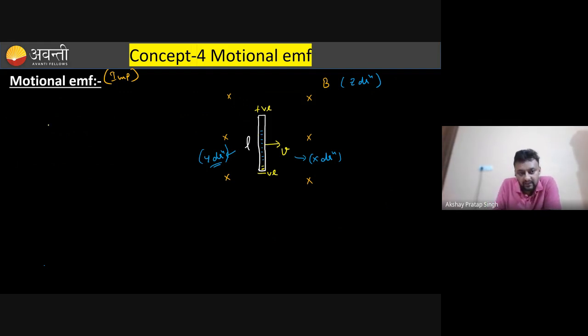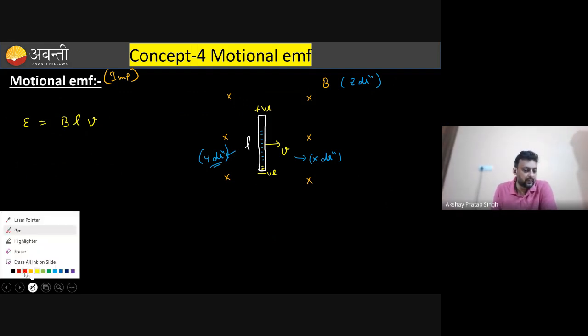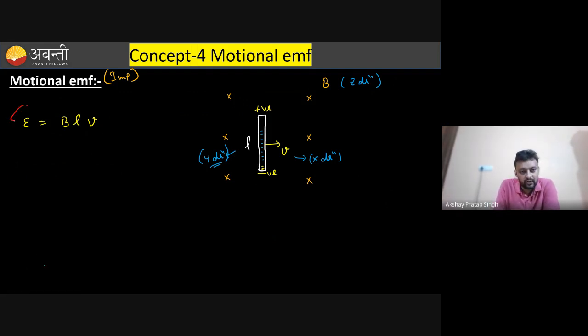So how much EMF is created? You should remember only that thing. That EMF that is created is B L V. Now, the formula is very simple. It might look like the easiest one, but you should be very careful while using this relation. What are the limitations and what are the conclusions that you should follow? And what are the punchlines you need to remember? I will tell you.